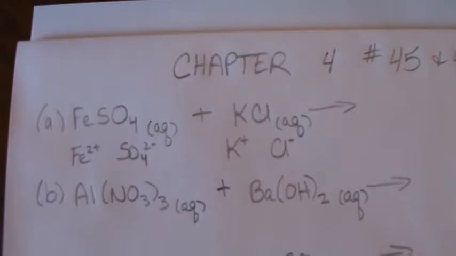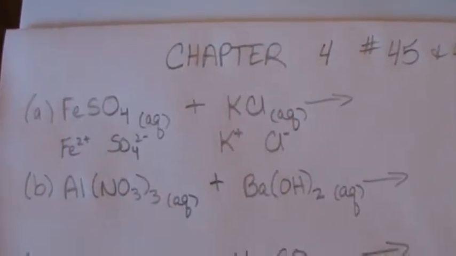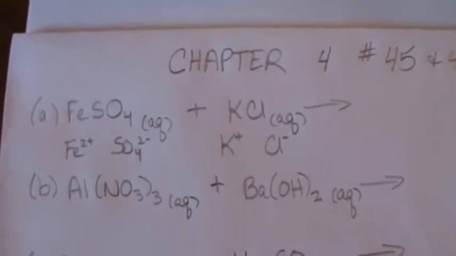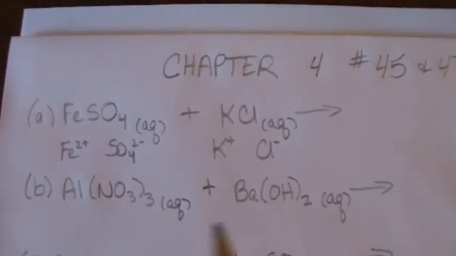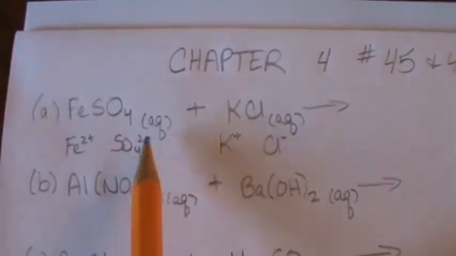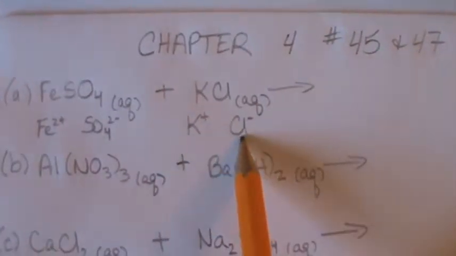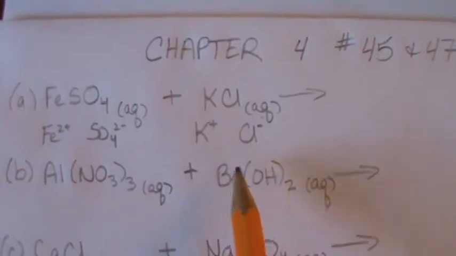Okay, if you don't remember your rules of solubility, you might want to pull those out and have them in front of you as we go through this, or at least while you're going through your homework. All right, so we know that iron 2 combined with sulfate is soluble, so it's not going to precipitate out. We know that potassium with chloride is soluble, so it's not going to precipitate out.